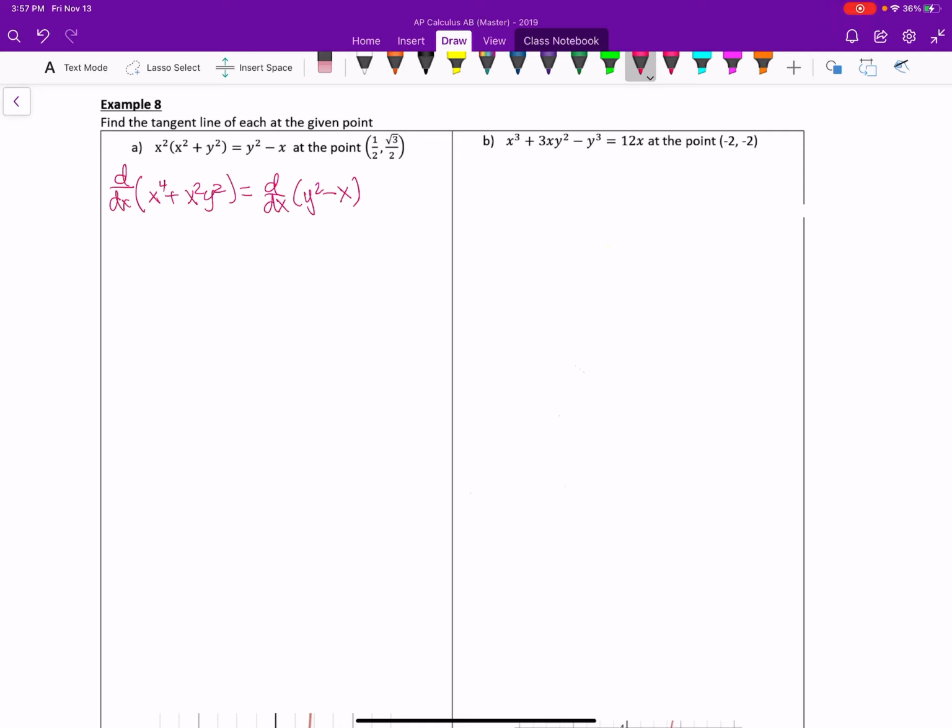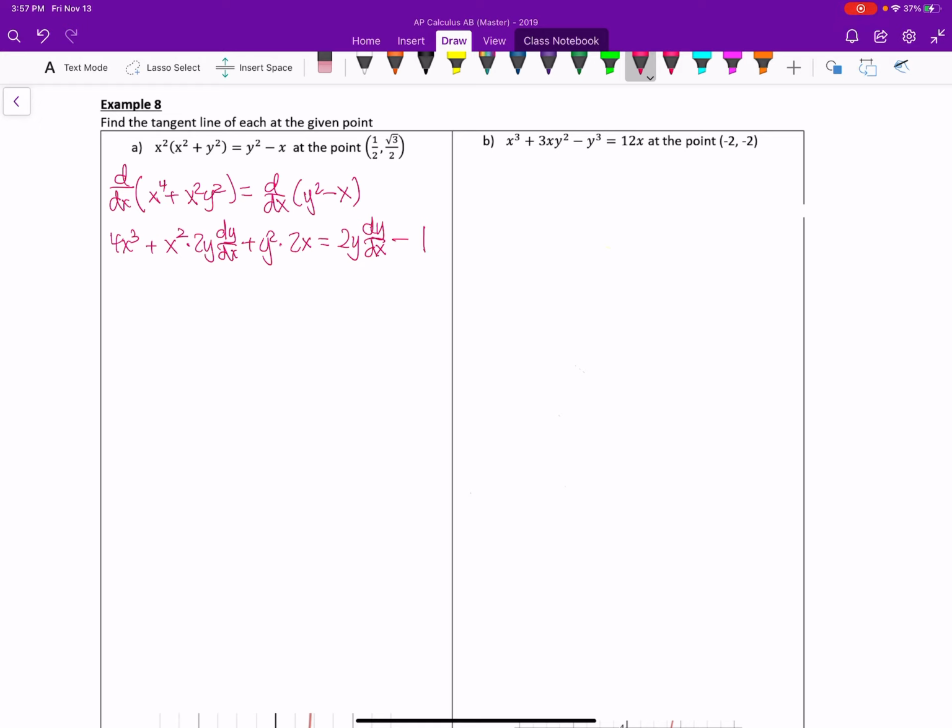And then on the left-hand side, we're going to get 4x cubed plus, I have to use the product rule, so it's going to give me x squared, the first, times the derivative of the second, 2y dy/dx, plus the second, which is y squared, times the derivative of the first, 2x. And then on the right-hand side, it's going to be 2y dy/dx minus 1.